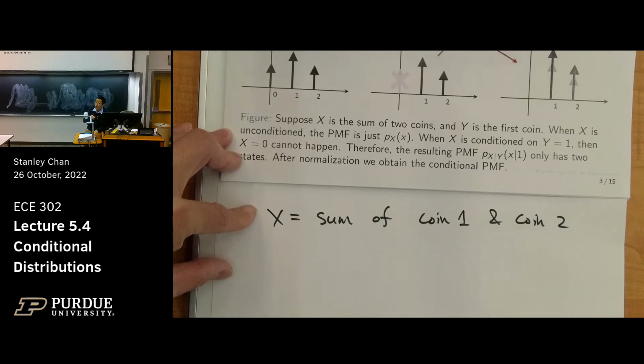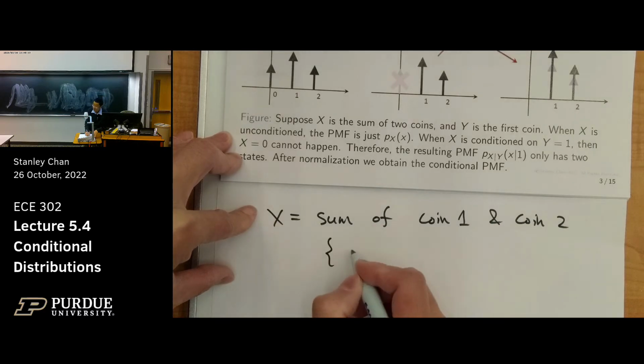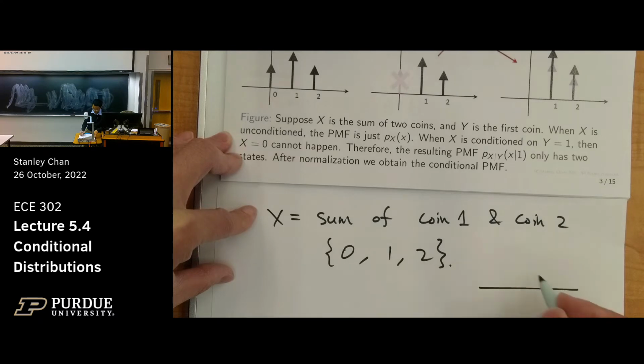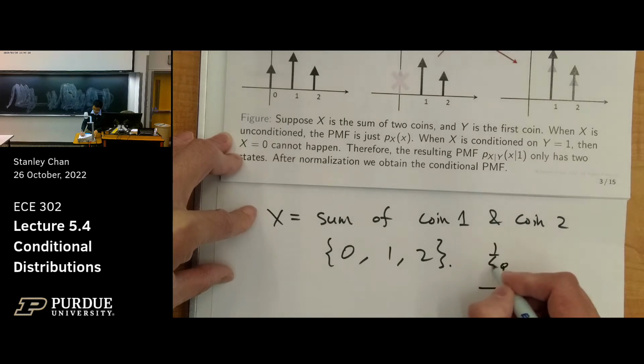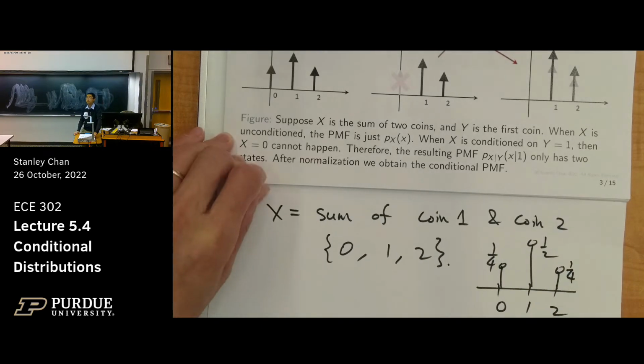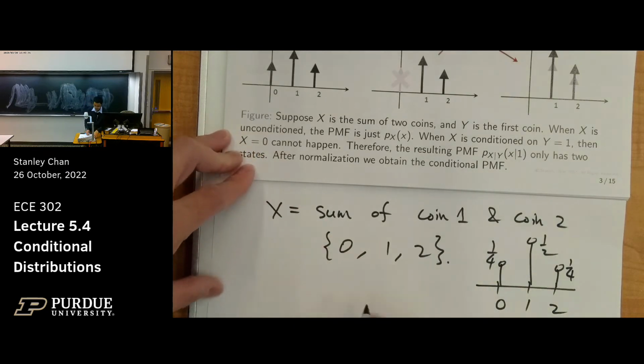Well, each coin can be either 0 or 1. So the sample space of X will be 0, 1, 2. Assuming that it is a fair coin, we can even plot the PMF. To get 0 for the sum, the probability is 1/4. To get 1, it is 1/2. To get 2 is 1/4. Am I right? So that's the PMF for X.